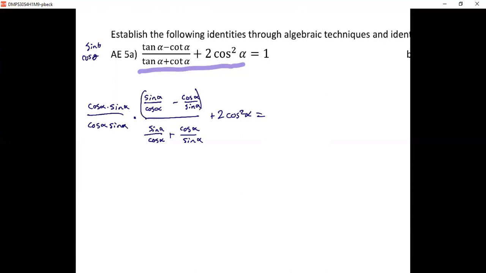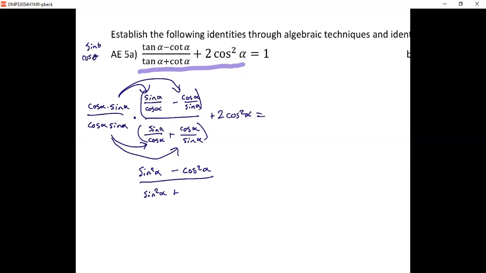So if I multiply cosine of alpha times sine of alpha times that term, then I will get sine squared of alpha. If I multiply here, the sine of alphas cancel, and I'm left with minus cosine squared of alpha over, let's go ahead and distribute here. The cosine squareds cancel, and I'm left with sine squared of alpha. Here, the sine of alphas cancel, and I'm left with cosine squared of alpha. So they reduce, I shouldn't say cancel. Bad Mr. Beck.